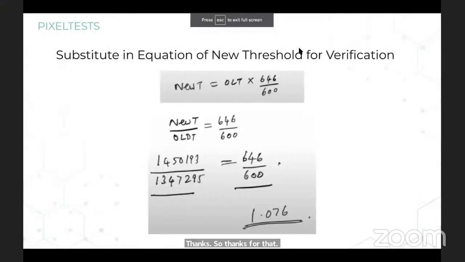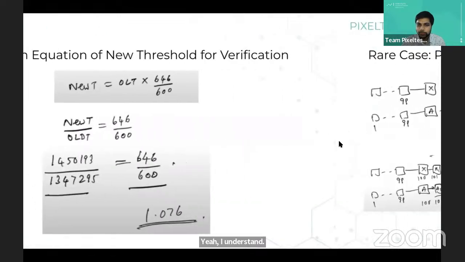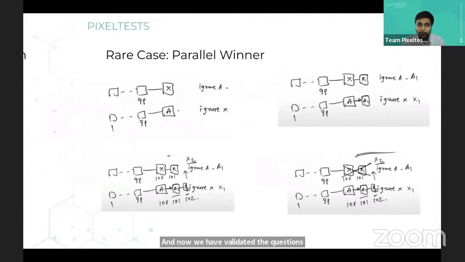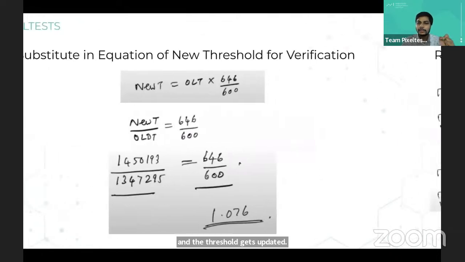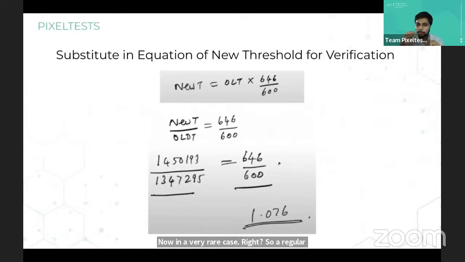Now let's see. We have validated that the equation is correct and the threshold gets updated. Now, in a very rare case, in regular cases, whenever a new block gets created, it gets rejected before 6 confirmations, only because whenever somebody is trying to confirm, they see that the transaction hash is not proper, or there is some manipulation, or some transaction input is incorrect. So the hash along with the nonce is not less than the threshold, the equation is not true. For that reason, it does not get confirmed. That is easy, because it has some fault in it, it got rejected.